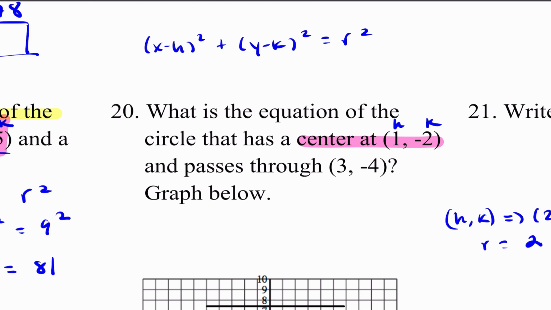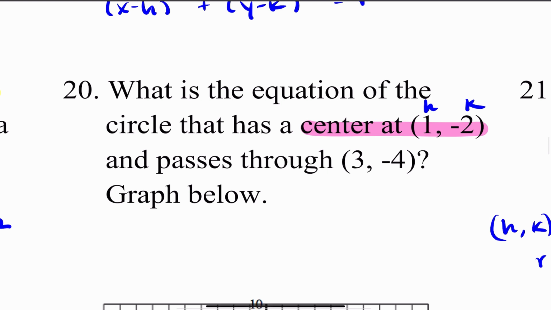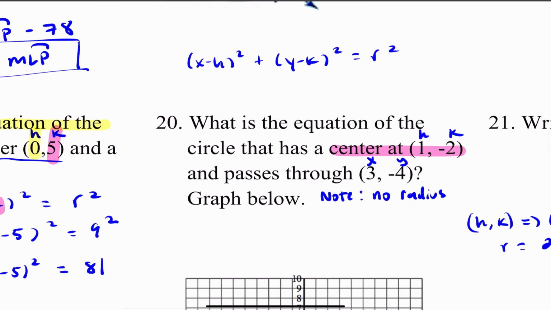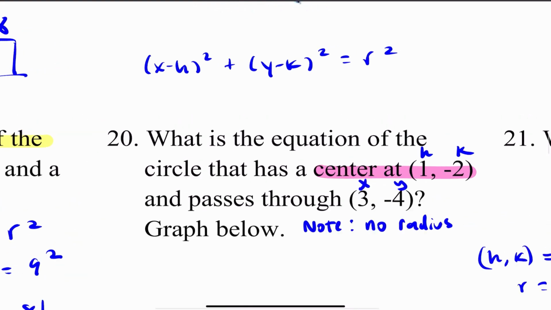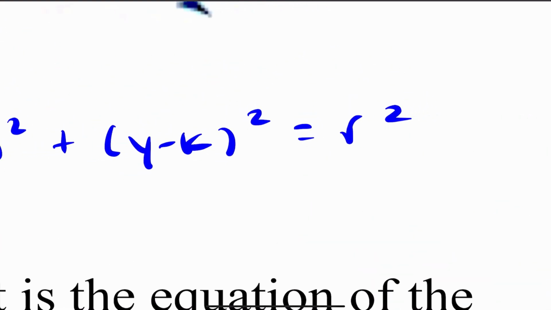It passes through this random point, 3, -4. So I'm going to call that x, y, because it's a random point. Note that we don't have an r, no radius. If we're going to create our equation of the circle, we do need the radius. We have the center point, and then we have this point. So we're going to have to plug everything in and solve for the desired variable, r squared.